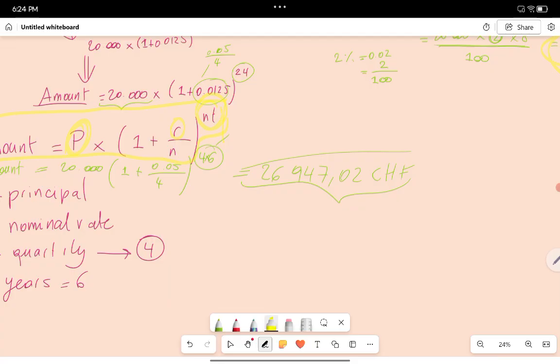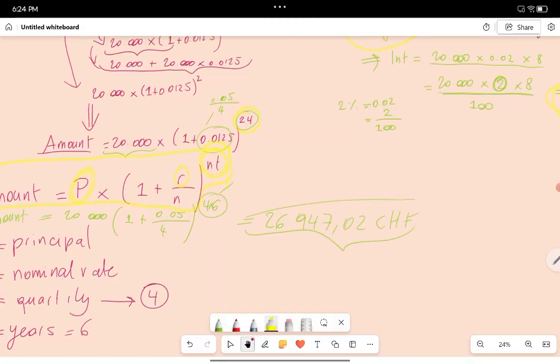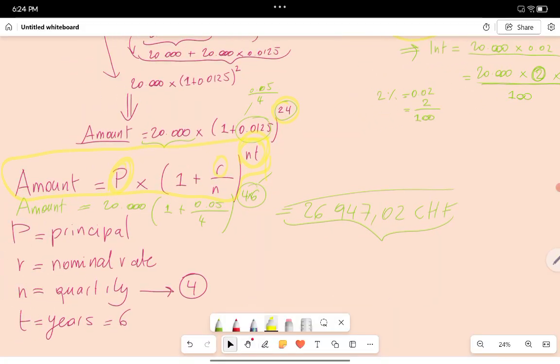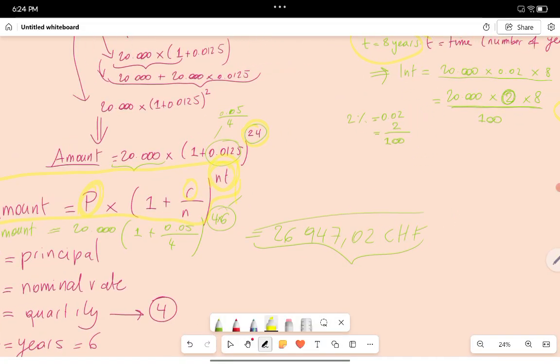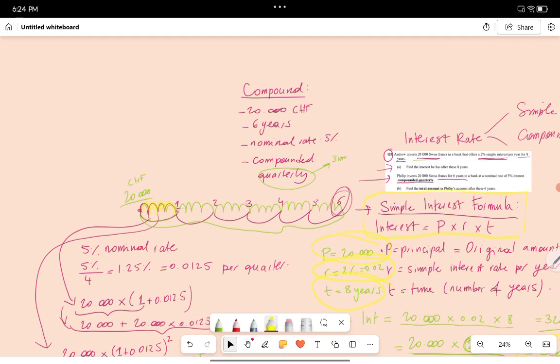Said differently, we have nt, which is 24. This is 4 times 6. So this is where this nt comes from. And then you calculate the value, and we've got 26,947 Swiss francs.